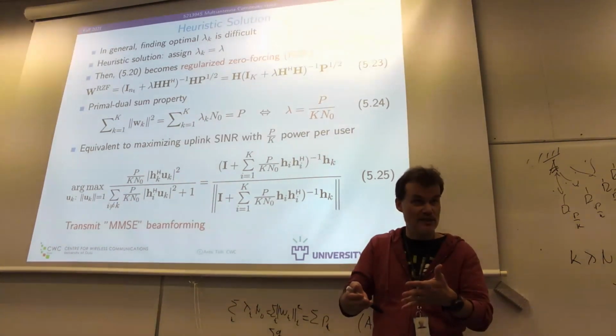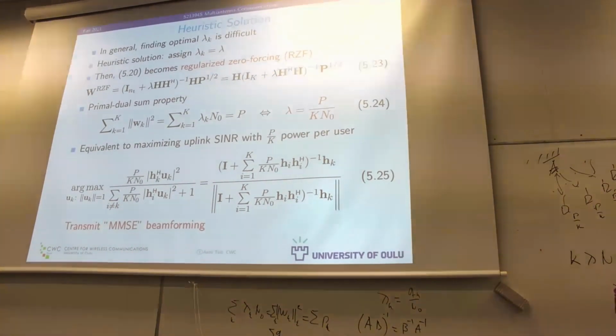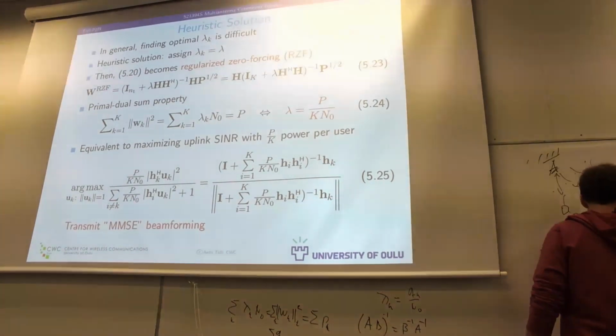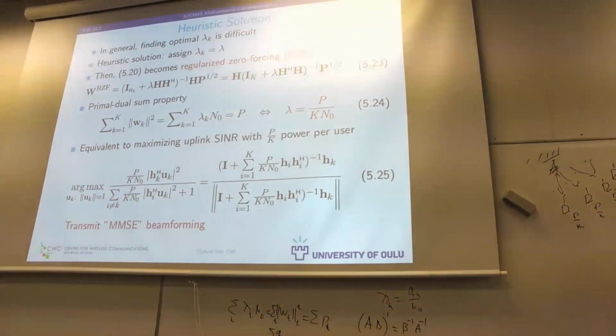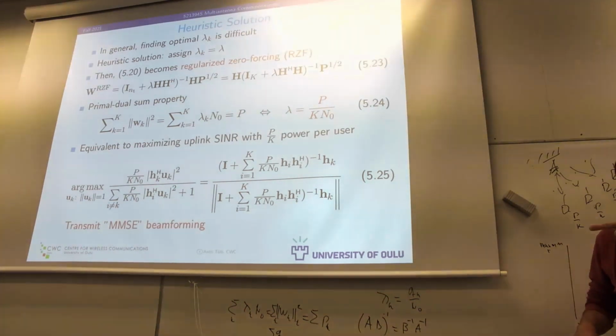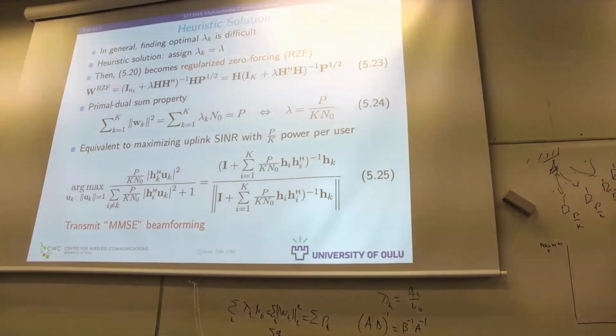You can do it iteratively as well. I don't know if it converges. But I think if the users are experiencing almost the same channels, then yeah, you don't lose much. And that's actually what you will see in the homework. In the homework, you are asked to compare as a function of P, what is the max min rate or max min SINR, common, what is the maximum common SINR that can be satisfied for all users given a power constraint.